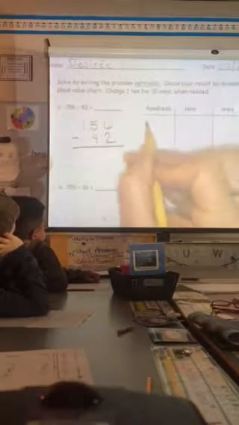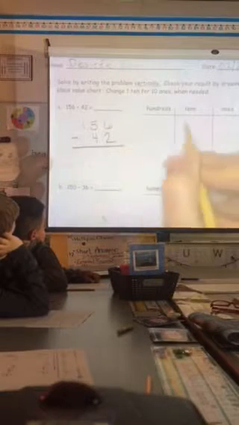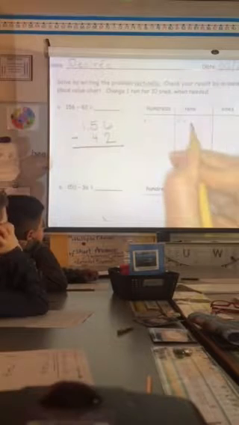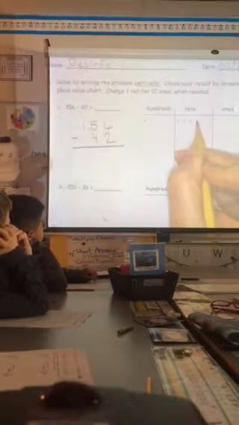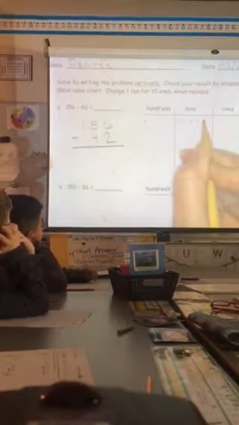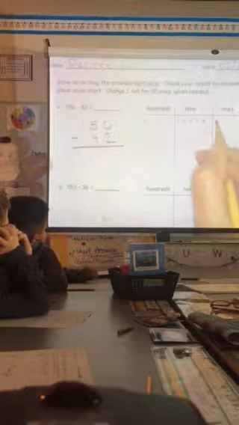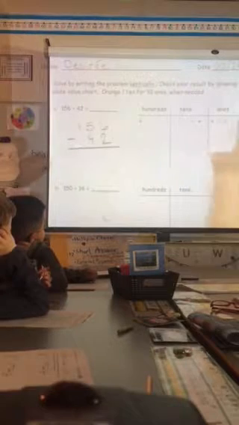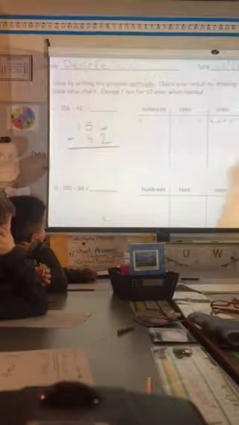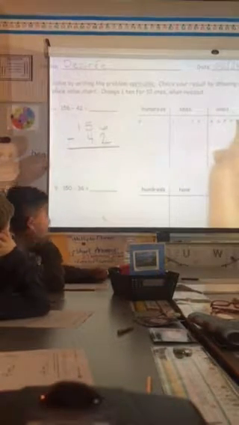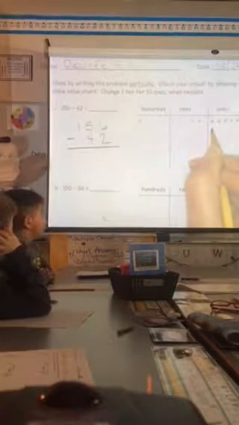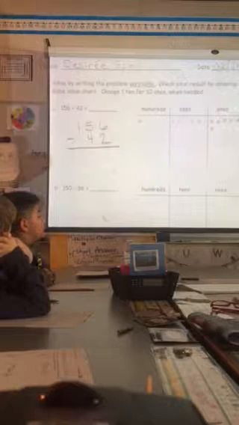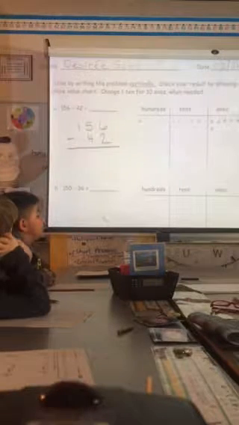So now what I'm going to do is my chip model, I'm going to put chips onto my place value chart. So here's 100. Count with me, please. 110, 120, 130, 140, 150, 151, 152, 153, 154, 155, 156. So I have my minuend on the place value chart.